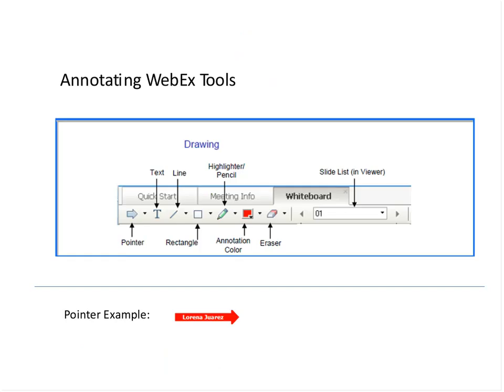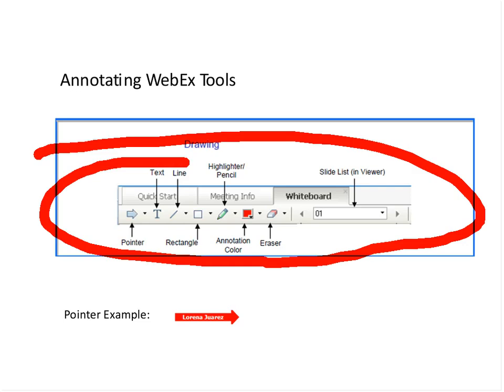Underneath the Quick Start tab at the top left-hand corner of your screen, you'll see several tools, which I'm circling here: the pointer arrow, the text tool, and a marker tool. The presenter will be asking you to use these during specific slides during the session.